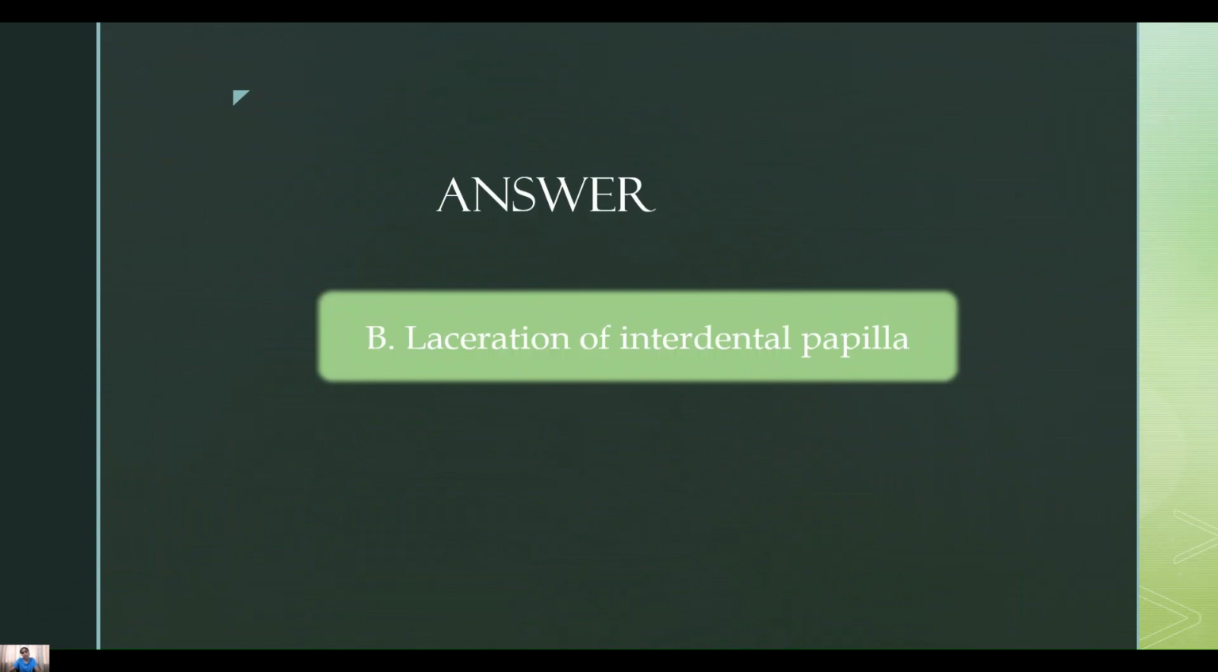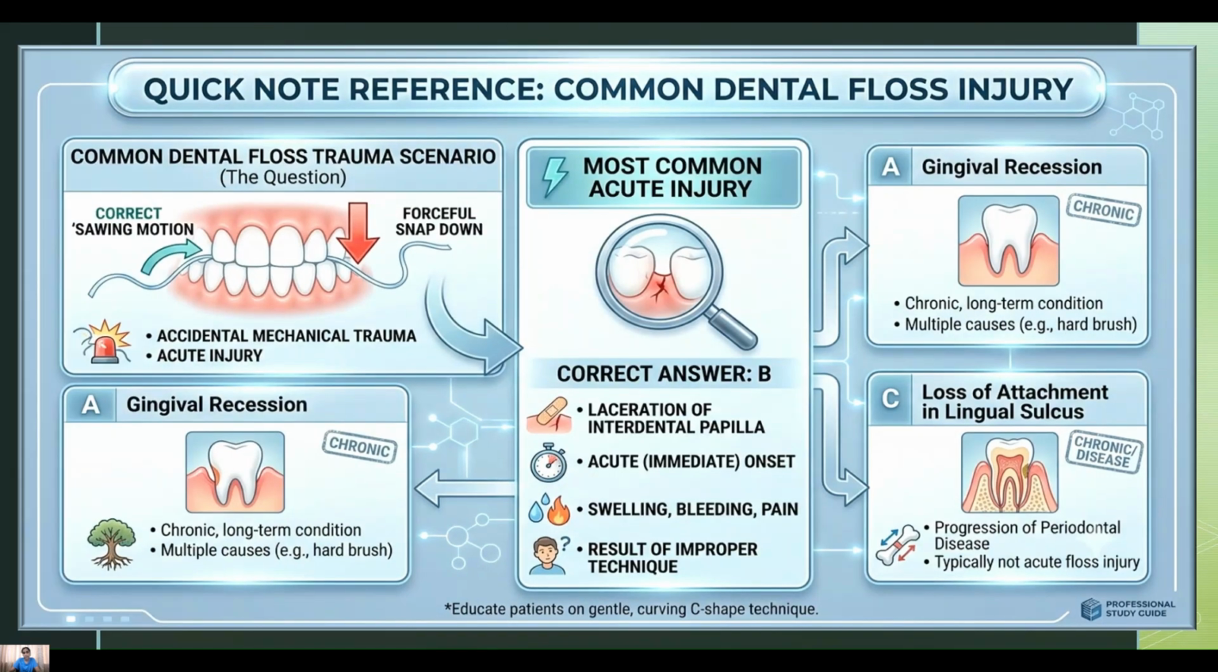Laceration of interdental papilla. When patients use improper technique, typically snapping or pulling dental floss straight down with too much force past the contact point, instead of gently sewing and curving it around the tooth, the floss cuts directly into the soft tissue. This sudden mechanical trauma causes an acute laceration of the interdental papilla.